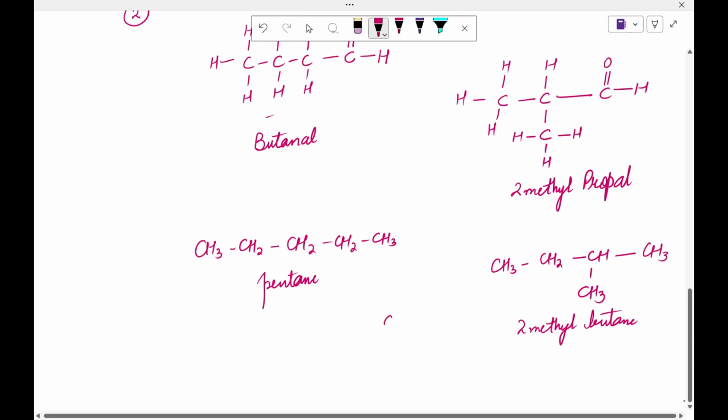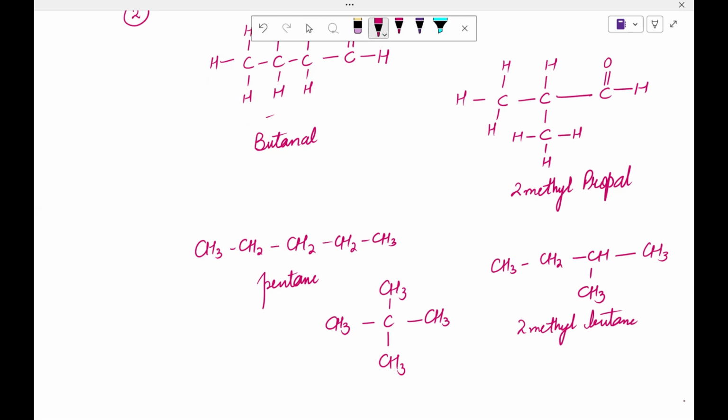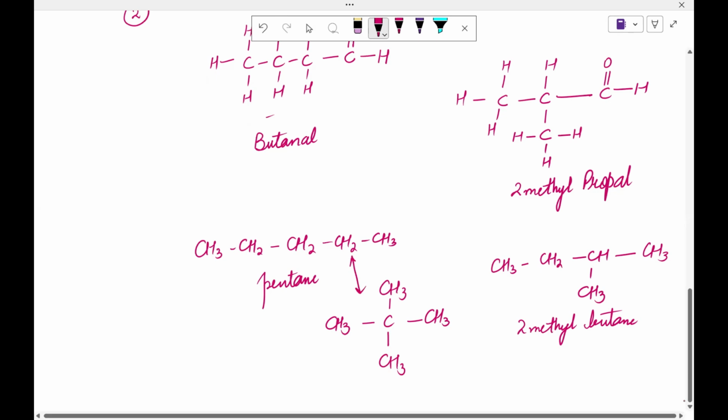They can also be written in this form. Now count their number of atoms. Are they equal? They have one, two, three, four, five carbons, so they also have five carbons. How many hydrogens would they have? They would have 12. So they are also having 12 hydrogen atoms. So they all are basically isomers of each other.